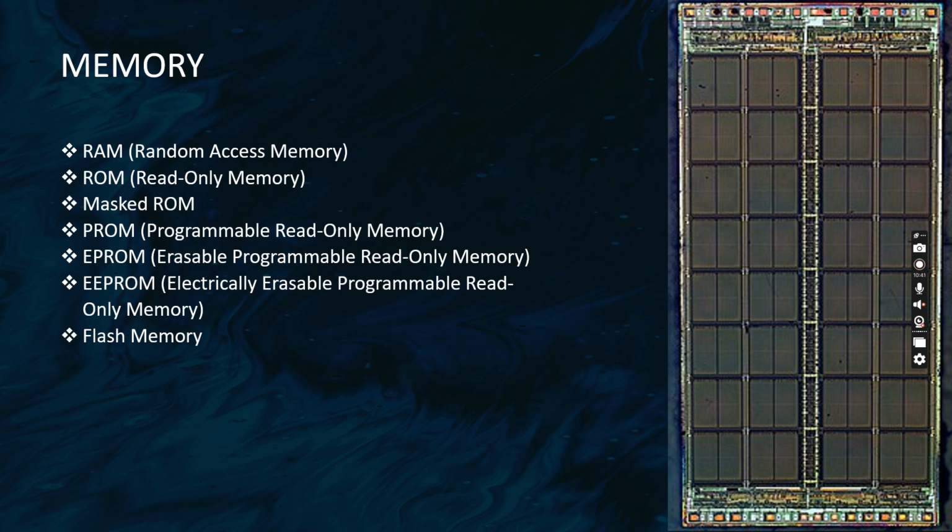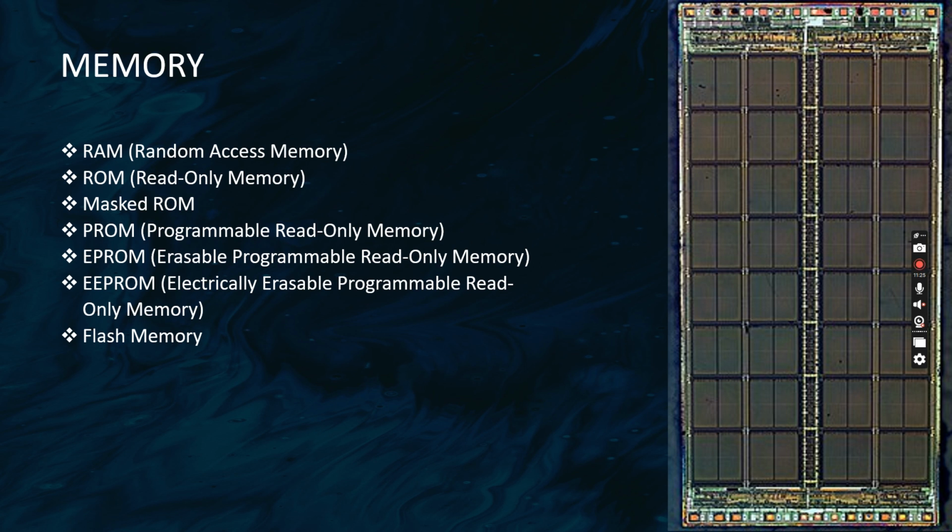Then in read-only memory, we have multiple types like mask ROM, PROM, EPROM, EEPROM, and flash memory. Mask ROM is a ROM which is programmed by the manufacturer. Programmable read-only memory is received by the customer, then it is programmed by the customer, and it is also called one-time programmable memory because it uses thin wires as fuses. Once the memory is programmed, we cannot reprogram it because once the fuses are burnt, we cannot reconnect them.